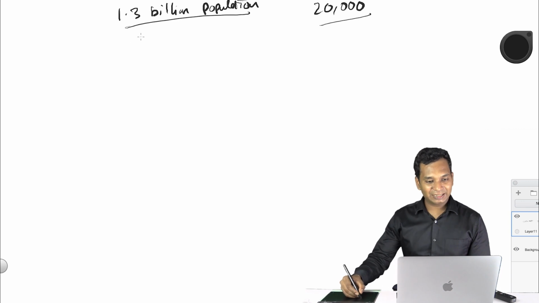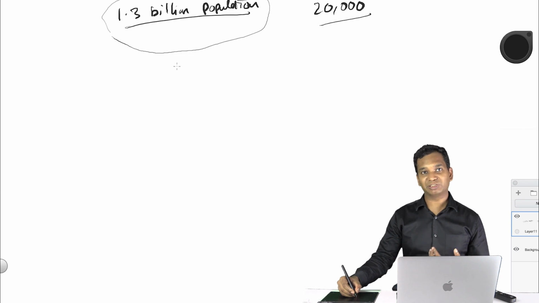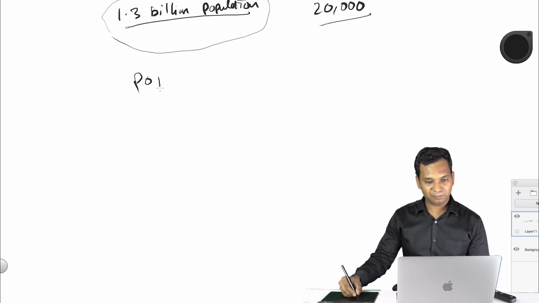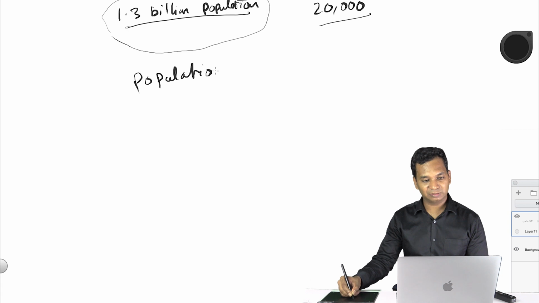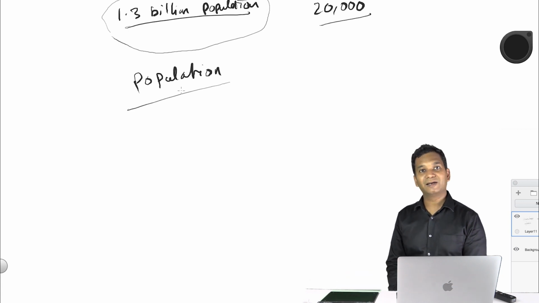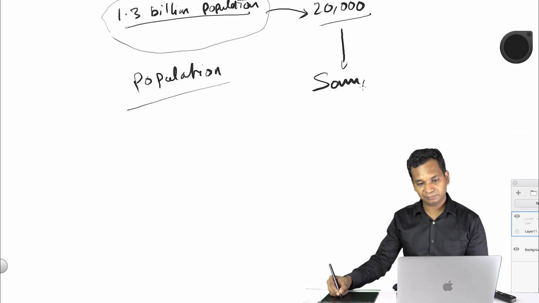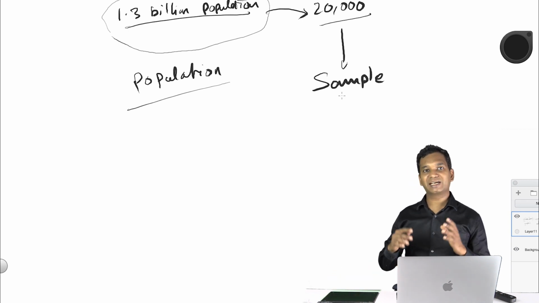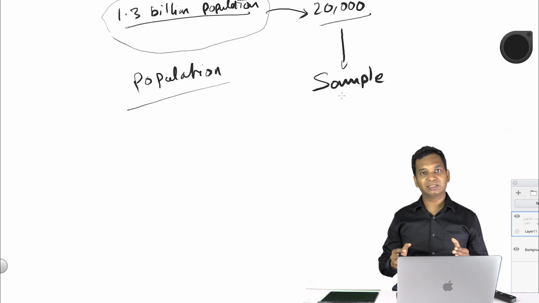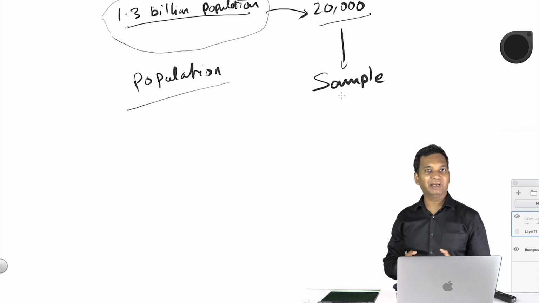All right. The complete data, which is the 1.3 billion population in India, is called the population. Whereas a subset of your population taken from it is called a sample. So population is 100% of the data, and sample is a subset of the population. How much percentage? There are methods to find the minimum size of a sample, which we'll discuss later.